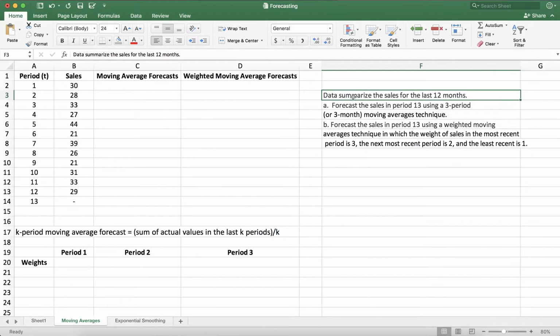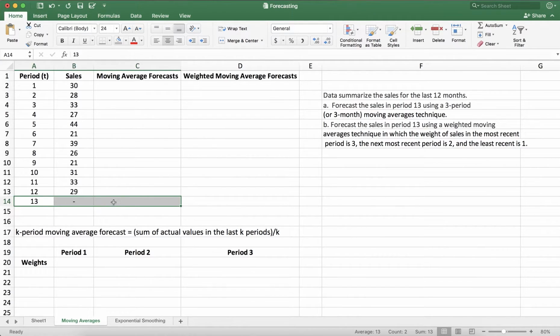So here is my question, and the question says you have a data set that summarizes the sales for the last 12 months, and part A is asking us to forecast the sales in period 13 using a 3-period, or 3-month, because my periods are actually months, moving averages technique. So I have my K value, K is 3, and I'm trying to find the forecasted sales in period 13. Here's what I'm going to do.